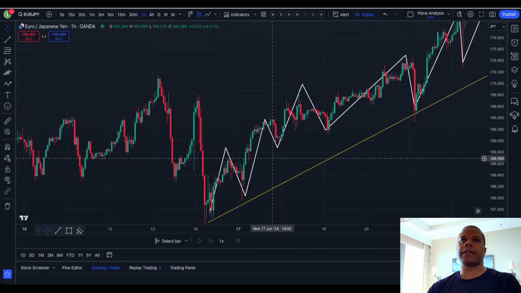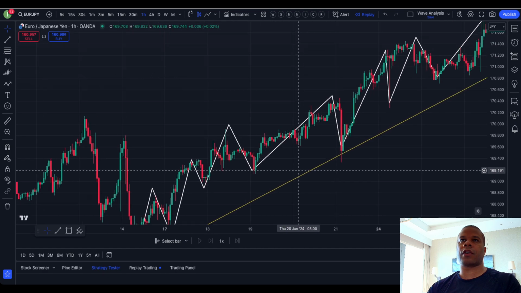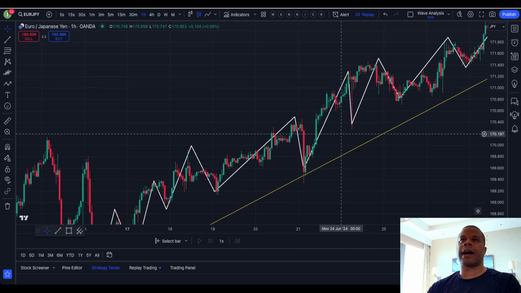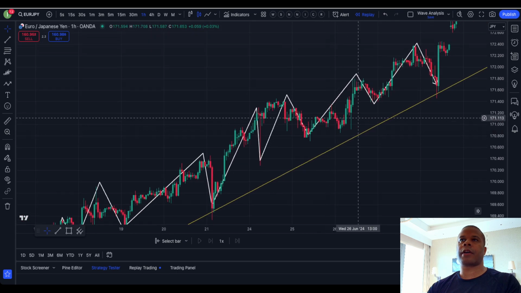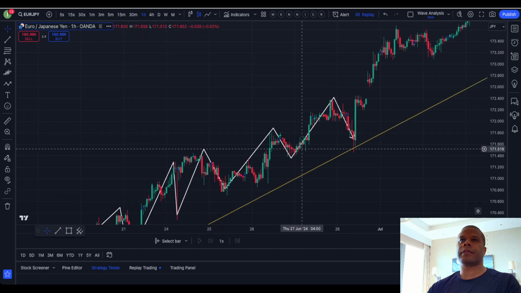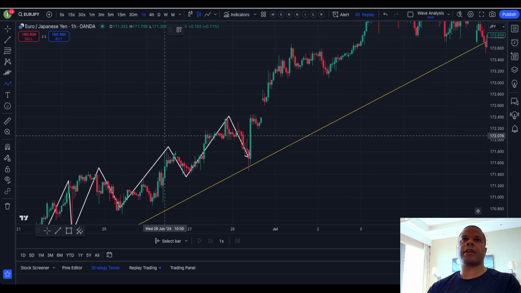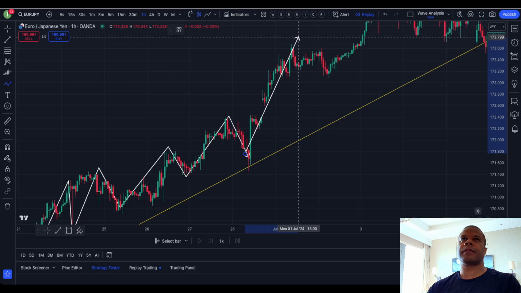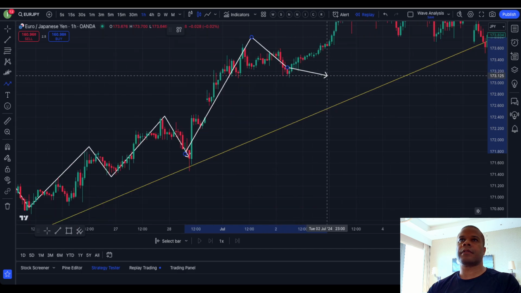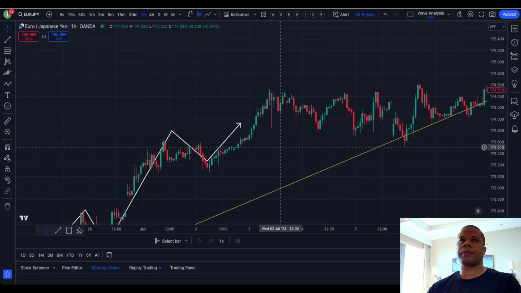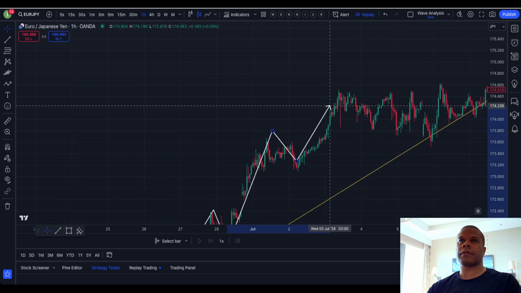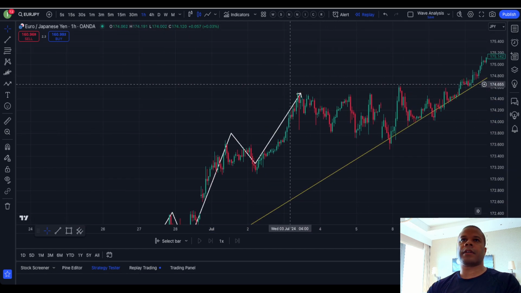You see this. So the market created this structure, and we get an idea that okay, the market is trending up. Right? The market is trending up. And look, it continued up. It continued up, right?